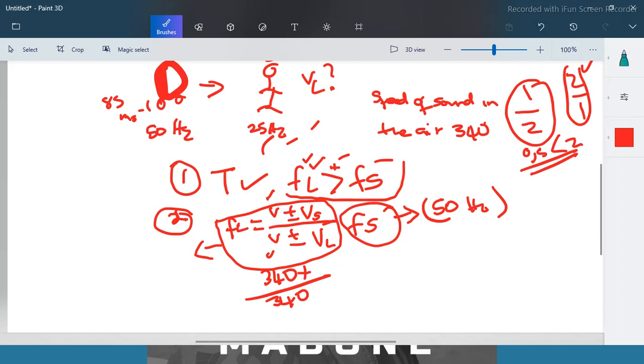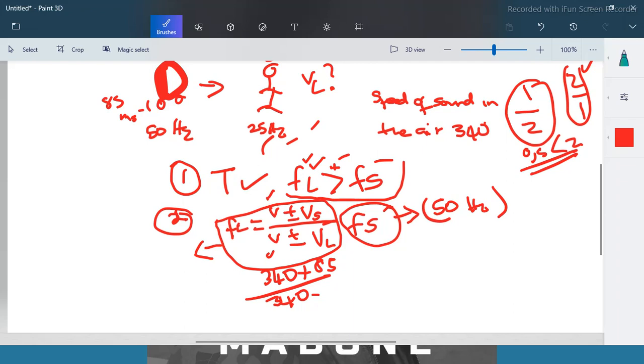Now, what is the velocity of the source, guys? I gave it to you and I said it's 85. And now we are looking for the velocity of the listener. Note, if the top is already positive, the bottom is automatically negative. The signs can never be the same. You make a decision at the top, and whatever happens at the top will be the inverse of what's happening at the bottom.